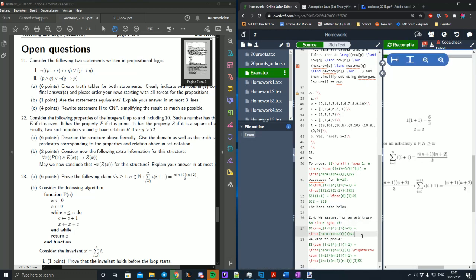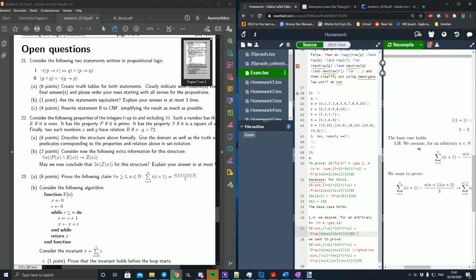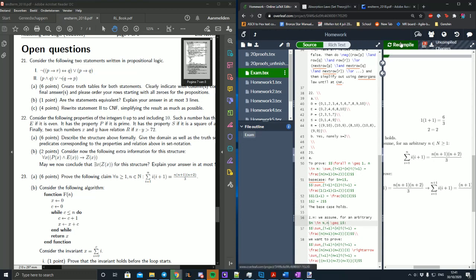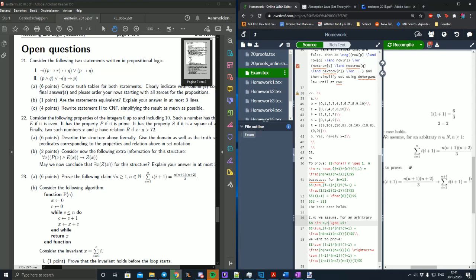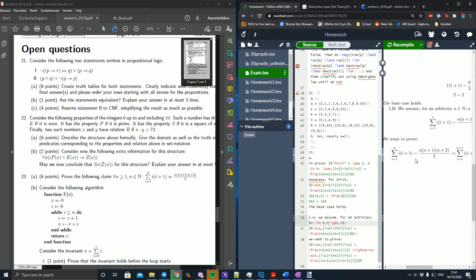Oh, and I need to add an enter here. Okay, so induction hypothesis, we assume for an arbitrary n part of capital N. Oh, I should probably say part of capital N, comma, n is bigger than or equal to 1. We assume that this, and we want to prove that if this, then this.